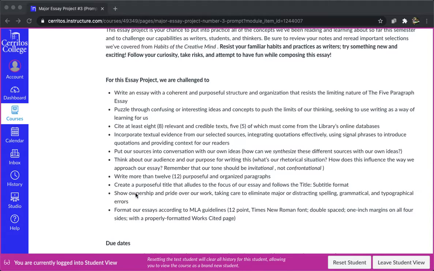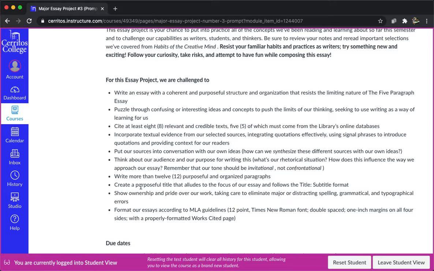We're challenged to create a purposeful title that alludes to the focus of our essay and follows the title: subtitle format. I will have a document that explains what this means, the title: subtitle format, but it's just an academic convention of titling, how we title our essays in an academic setting. So we want to practice that. We want to make sure that our title is purposeful, it's creative, and it alludes or hints at the main focus of our essay.